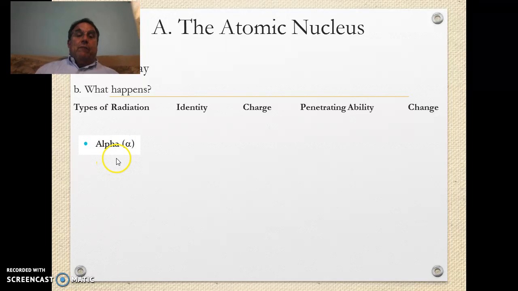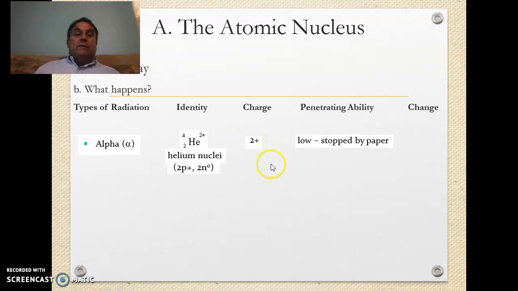So what exactly is an alpha particle? Well, alpha particles are referred to as helium nuclei because their atomic structure is exactly the same as a helium nucleus. If you strip away the electrons from a helium atom, what's left are 2 protons and 2 neutrons, or an alpha particle. The charge of alpha particles, being 2 protons and 2 neutrons, is 2 positive. They have a relatively low penetrating ability. They can be stopped by paper, usually thick paper, several sheets, or cardboard, or plastic.